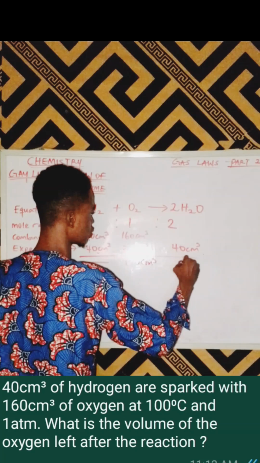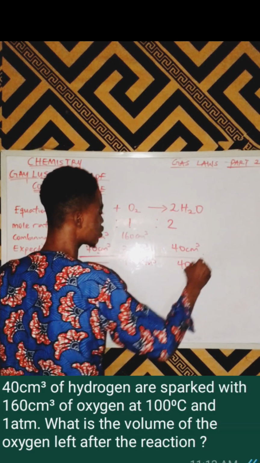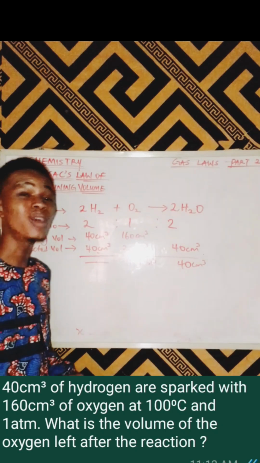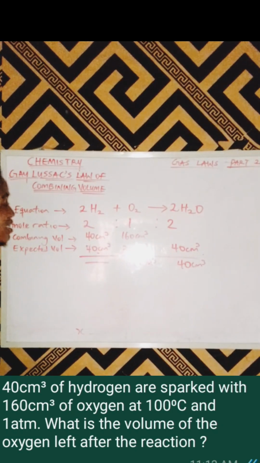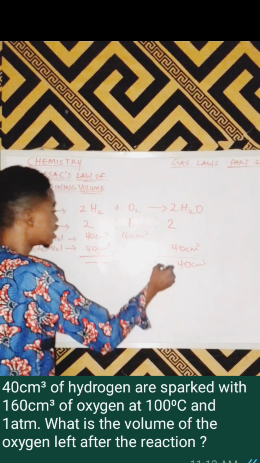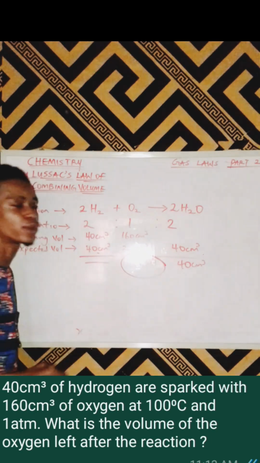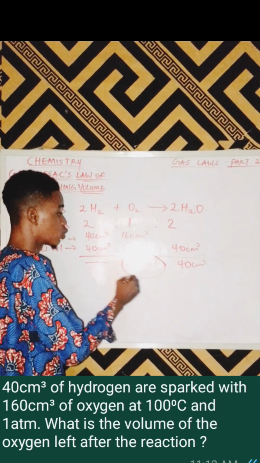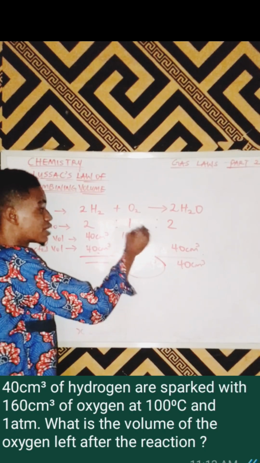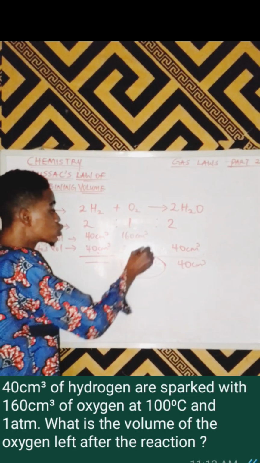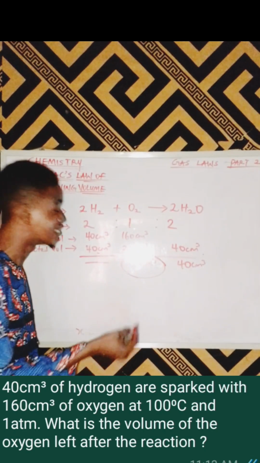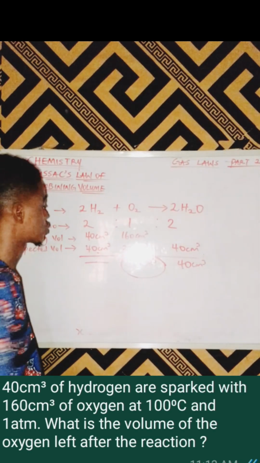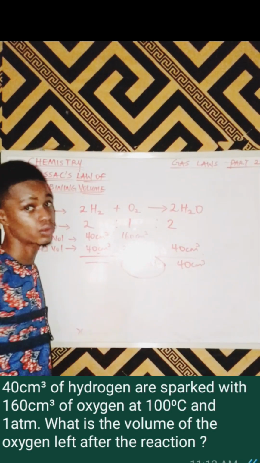Why the product is what? 40 centimeter cube. Now they asked us to calculate the volume of oxygen that is unreacted. So now the volume of oxygen that did not take part in the reaction is 140 centimeter cube. Then that's for the residual, the volume of oxygen that did not take part in the reaction. So out of 160 centimeter cube of oxygen, only 20 centimeter cube took part in the reaction, and 140 was not used in the reaction. It's just useless. So the answer here is 140.